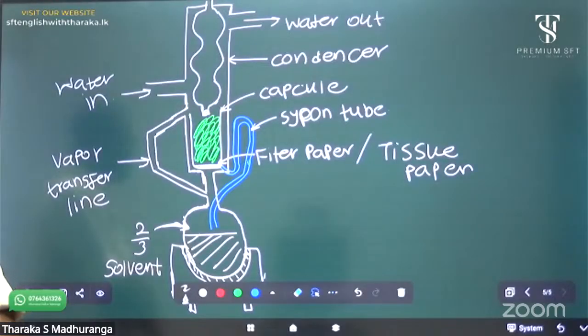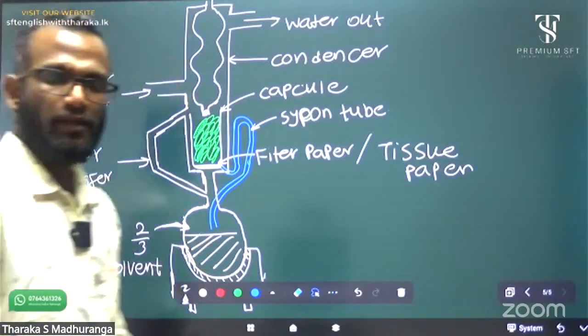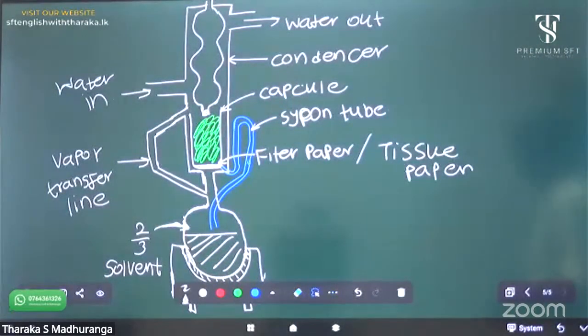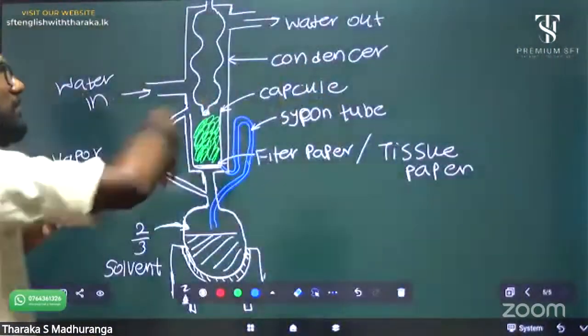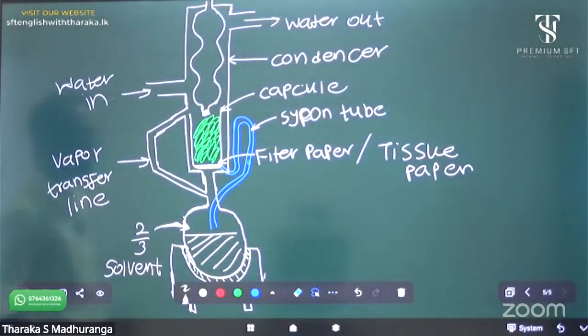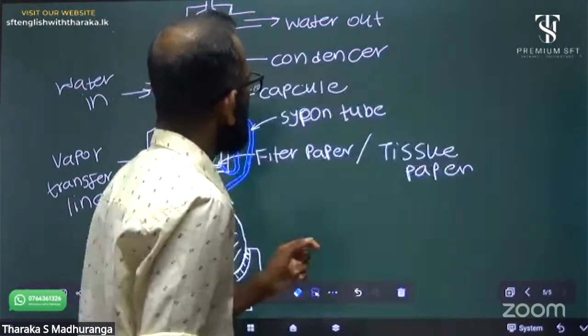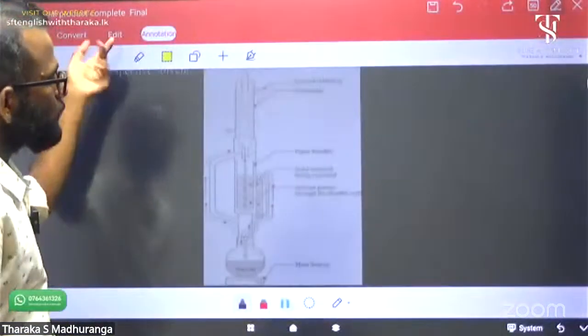Okay, please draw this structure. I'll explain one by one, step by step. Draw and label clearly. If not, you can't understand. Amina, complete? Okay, if you want, I will show you the clear diagram. This one.